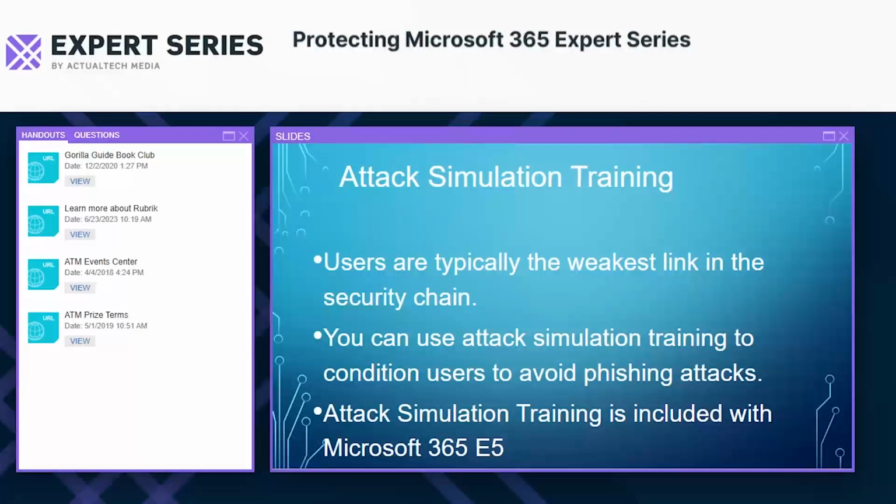The third security feature that I wanted to talk about is attack simulation training. There's an old saying that a chain is only as strong as its weakest link. And when it comes to security, I've often suggested that users are typically the weakest link in the security chain, because no matter how good your security might be, all it really takes is a user clicking on something that they shouldn't to cause a problem for you. That's where attack simulation training comes into play.